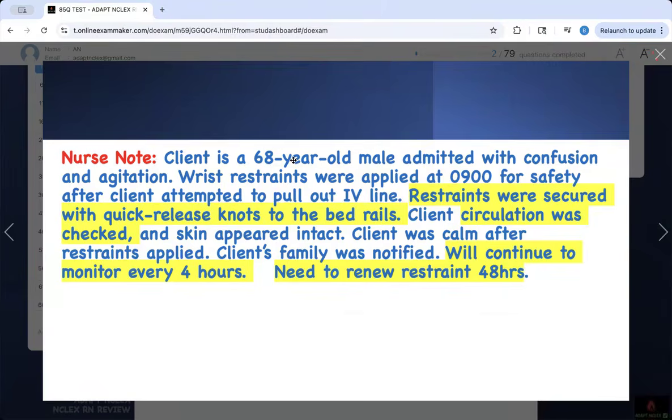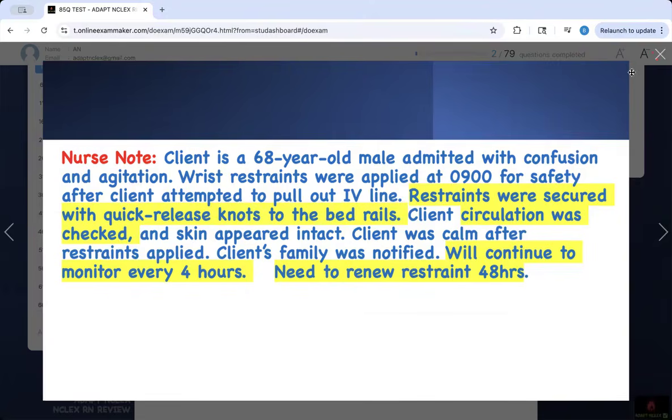Need to renew restraint 48 hours. So look at the highlighted information. Restraint was secured with what? A quick release to the bed rail, right? The circulation was checked. Why? And then in the next step, we'll continue to monitor every 4 hours and need to renew the restraint 48 hours. Concept about restraint, write it down.